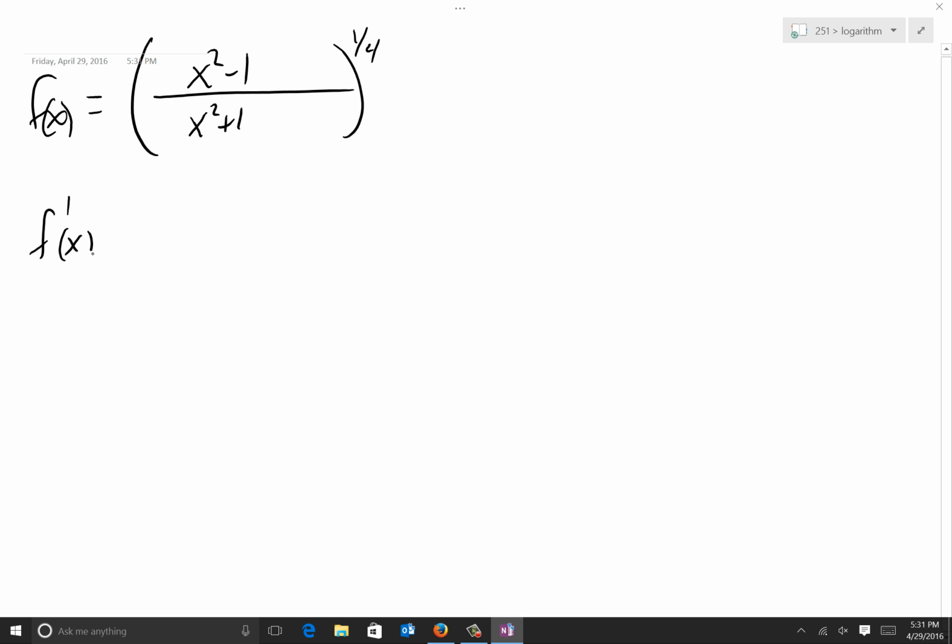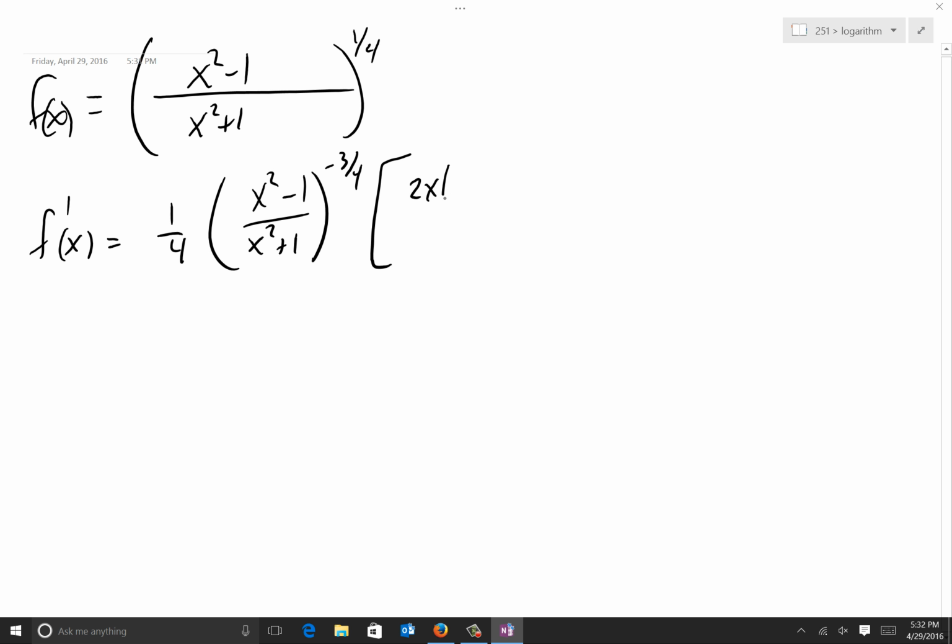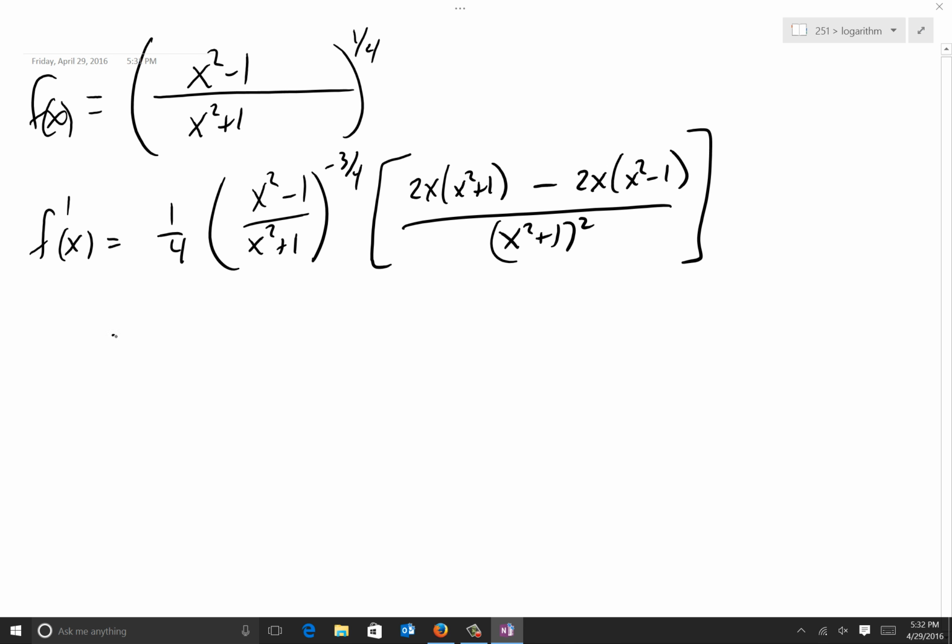So f prime is, well, it's 1/4 all of this garbage to the minus 3/4, right? Times the derivative of the inside, which would be what? Well, it would be 2x times the bottom minus 2x times the top over the bottom squared, right? Yes, it would. And so this would be 1/4. This is to the minus 3/4. I don't like that, so I'm going to flip it over if you don't mind and write that as x squared plus 1 over x squared minus 1 to the 3/4. If you FOIL this out, that's the same thing we had a minute ago.